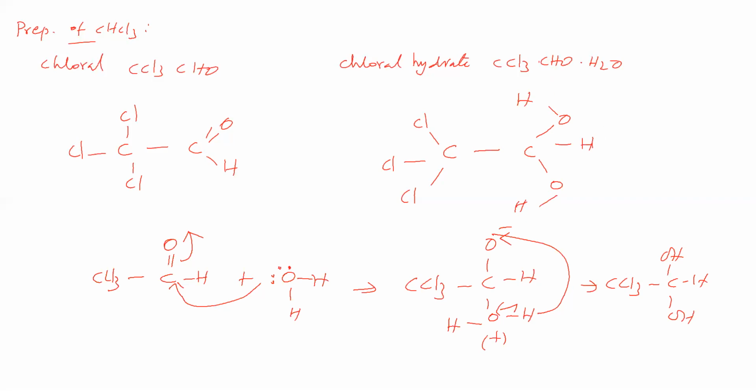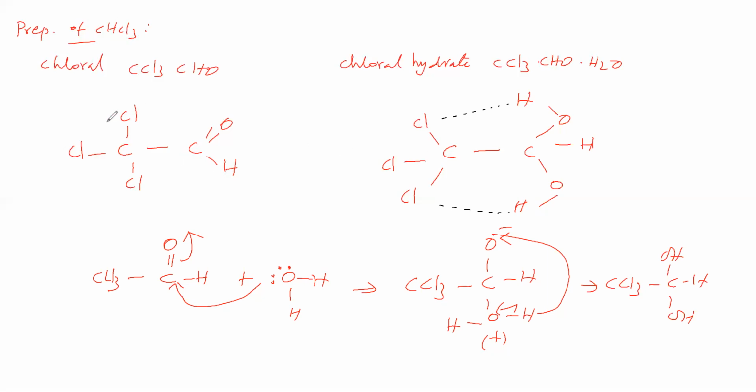Next, this chlorine is more electronegative, therefore it has partial negative charge. This hydrogen has partial positive charge. Between them, hydrogen bonding is possible. Here also, hydrogen bonding is possible. Here we have shown the hydrogen bonding. Chloral and chloral hydrate we have drawn separately. Which one has higher stability and which has lower stability?